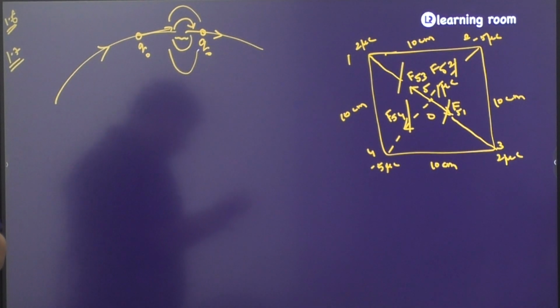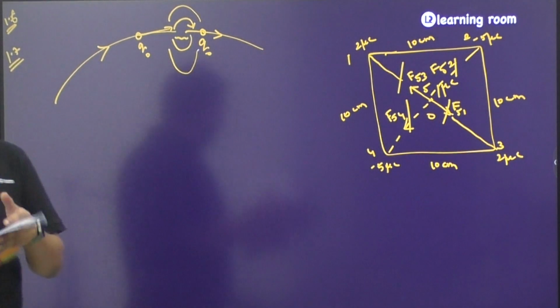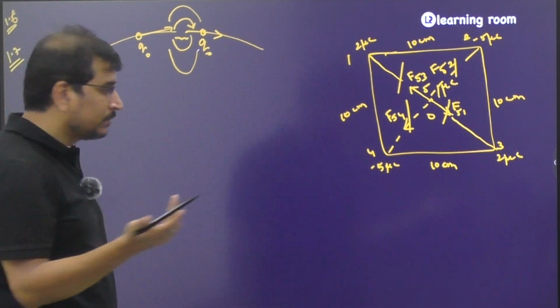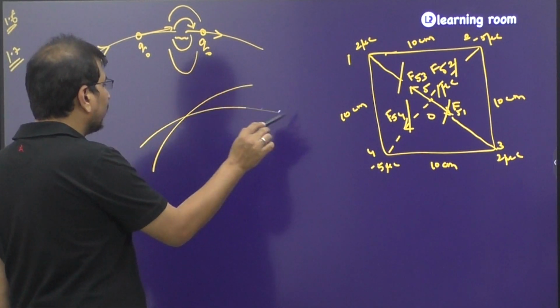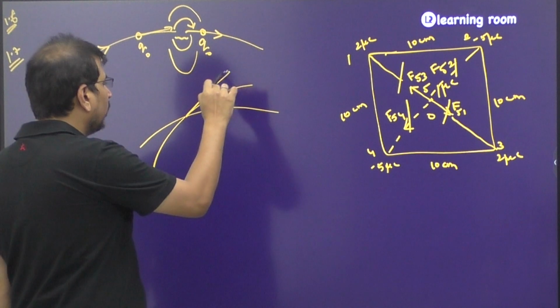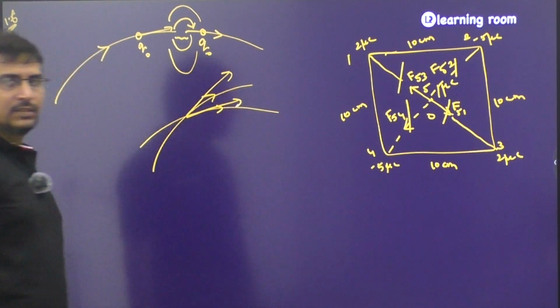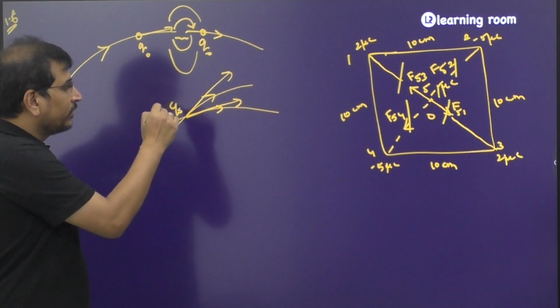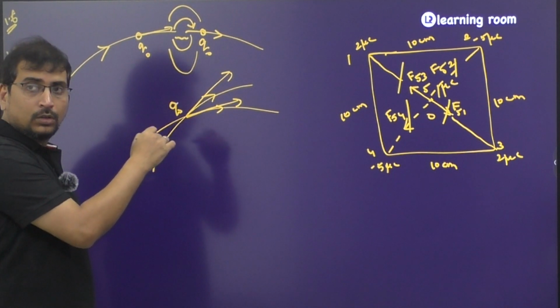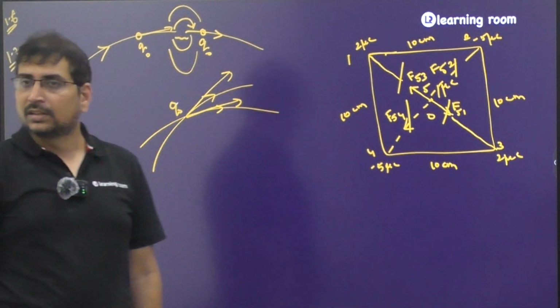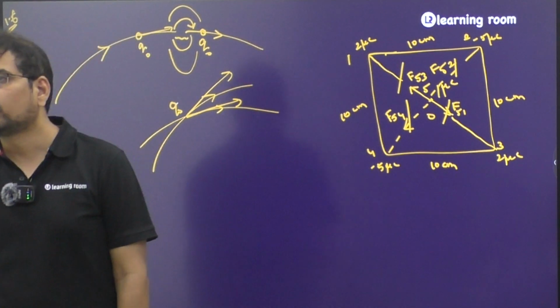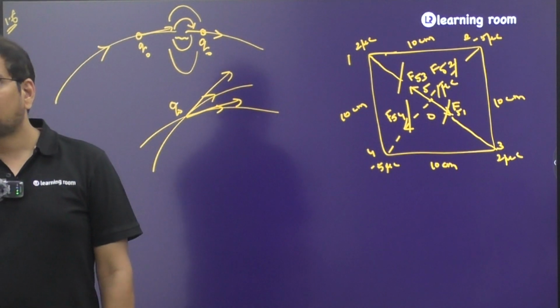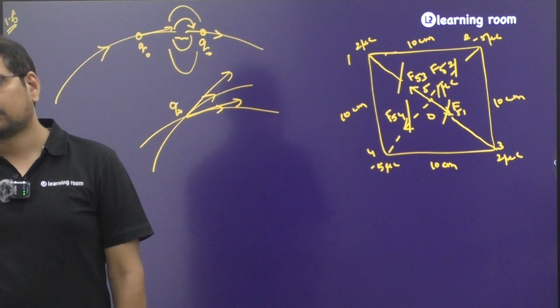Secondly, explain why two field lines never intersect. This we have already discussed. When two field lines intersect, you can draw two tangents at the same point, meaning the same logic. Q naught is trying to move in both the directions simultaneously. The same object cannot move in two different directions at the same instant of time.